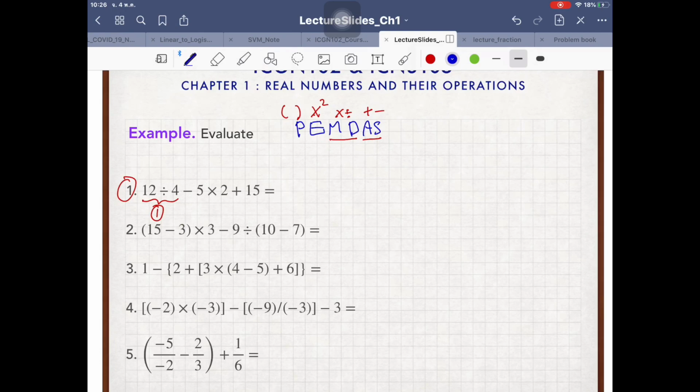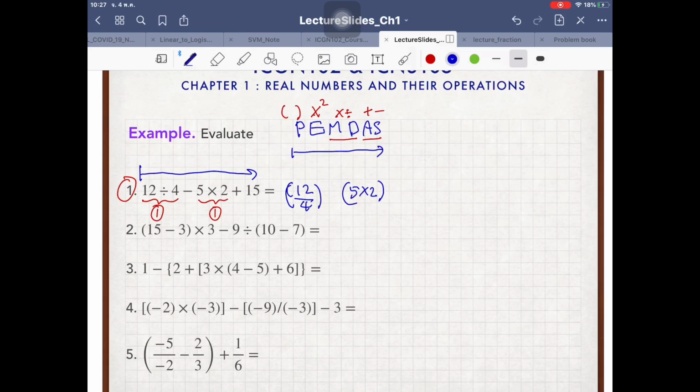Keep in mind that you need to read from left to right. So here again, we read from left to right. And then now you see the term of 5 multiplied by 2. So this will be the same priority again. So here you just take 12 divided by 4, and then next you take 5 times 2.